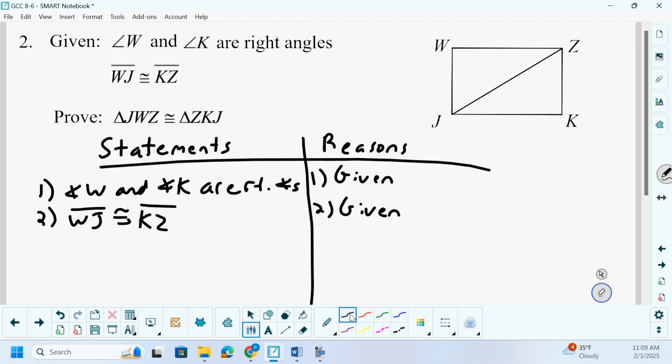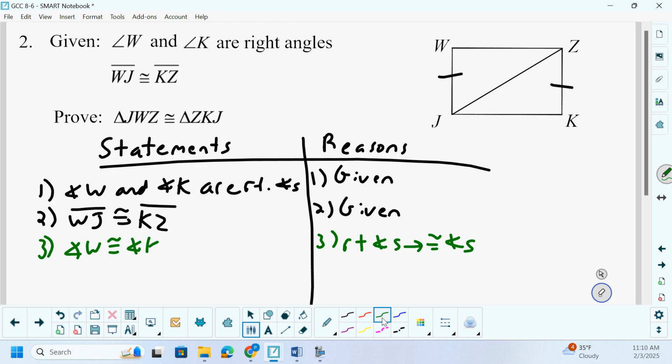We have a set of things congruent, WJ congruent to KZ. So I'll mark those with a tick mark. We have some right angles. So let's automatically do right angles implies congruent angles. And that would mean that angle W is congruent to angle K. We'll mark W and K congruent in our picture, but because they were congruent right angles, we'll put the box in instead of an arc.